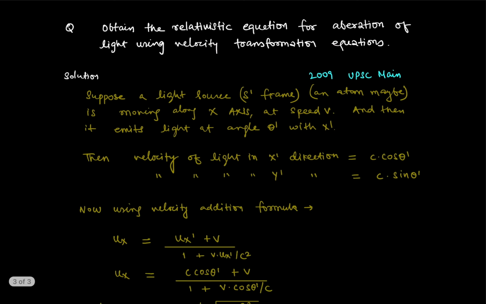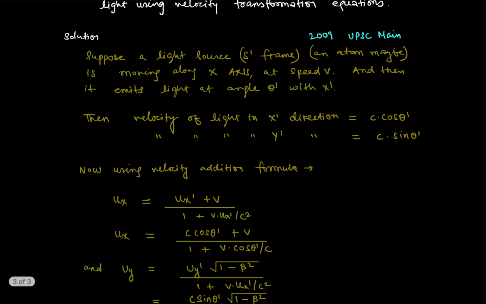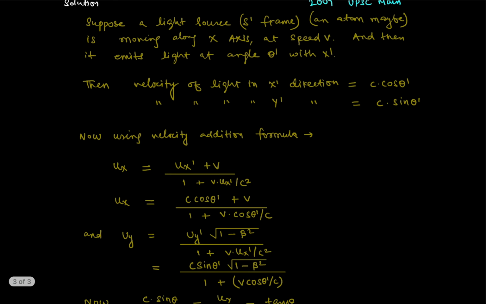So the solution is, suppose a light source in the S prime frame. Maybe it is an atom or something like that, which emits light. It is moving along the x-axis at a speed v, and it emits light at angle theta prime with the x prime axis. That is pretty much what you should know. Let me show you.